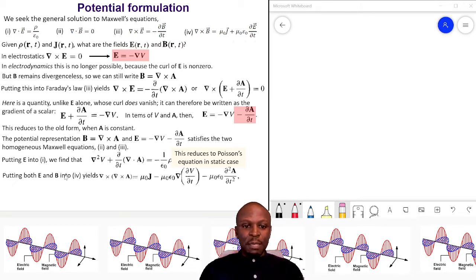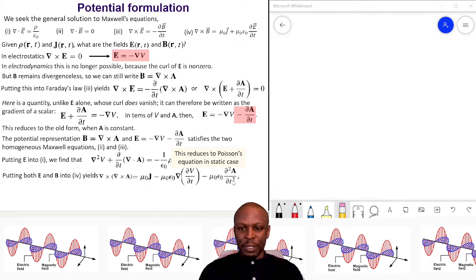Now, putting both E and B into equation 4 yields the following. I put both E and B in equation 4. The curl of B, instead of writing B, I'm going to write this. The curl of that is just given by the E. Whenever I see E, I'm just going to write this. Now, if you put that into that equation, this is what you are going to have.